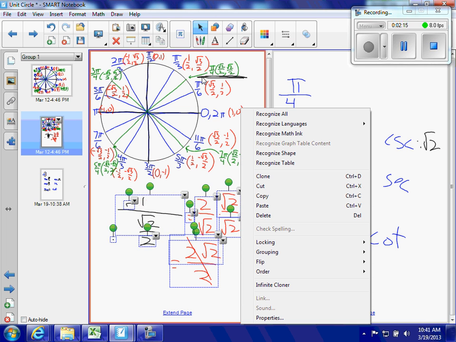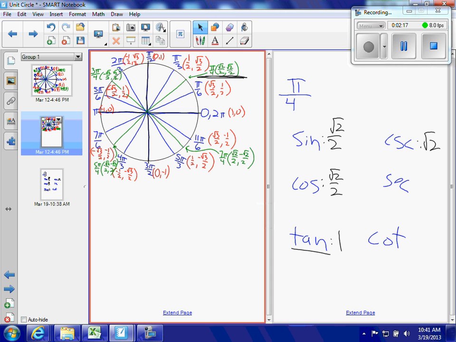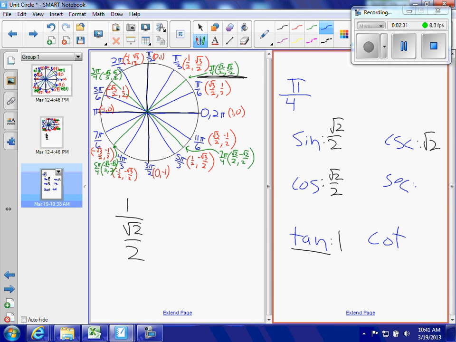How about my secant? Well, secant is 1 over cosine. So 1 over radical 2 over 2. Well, I can see right now I'm going to wind up with the exact same thing that I had for cosecant. So my secant is also going to be radical 2.